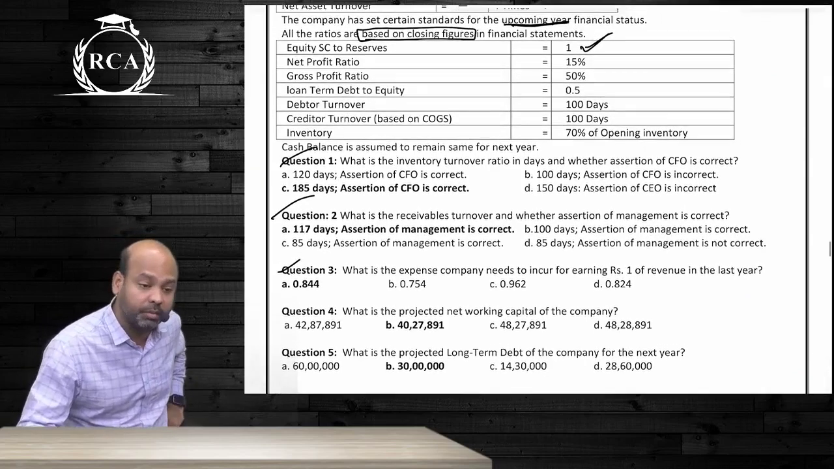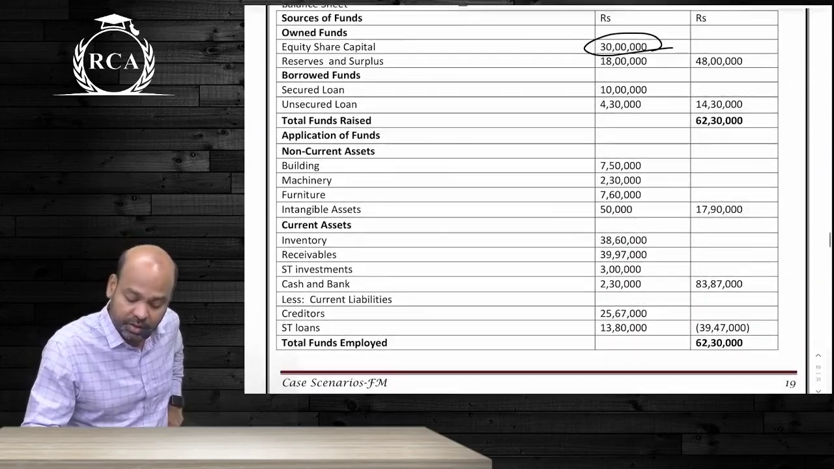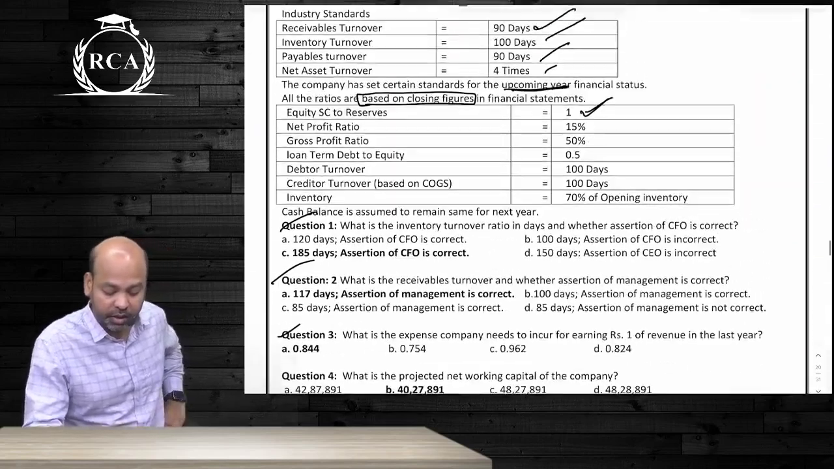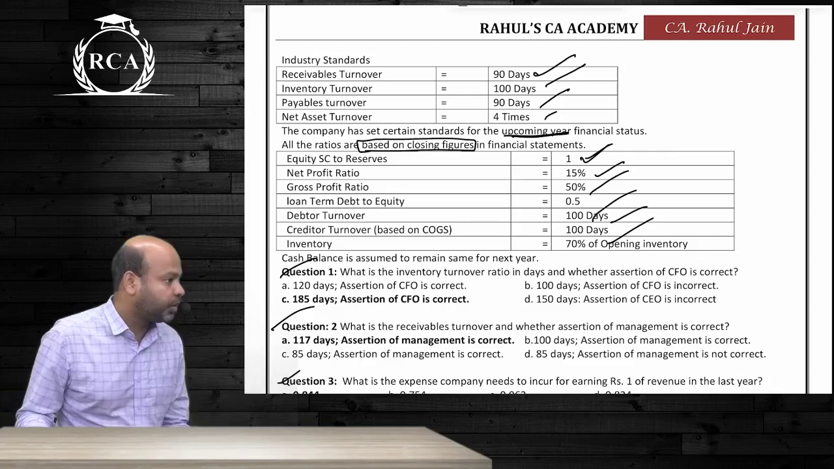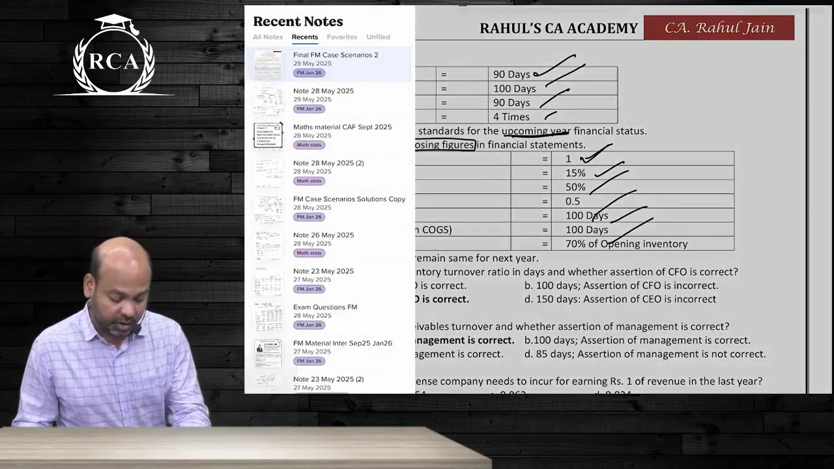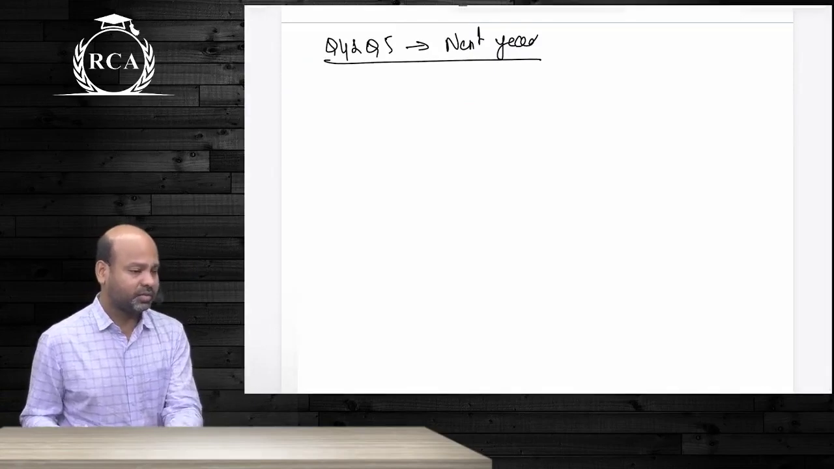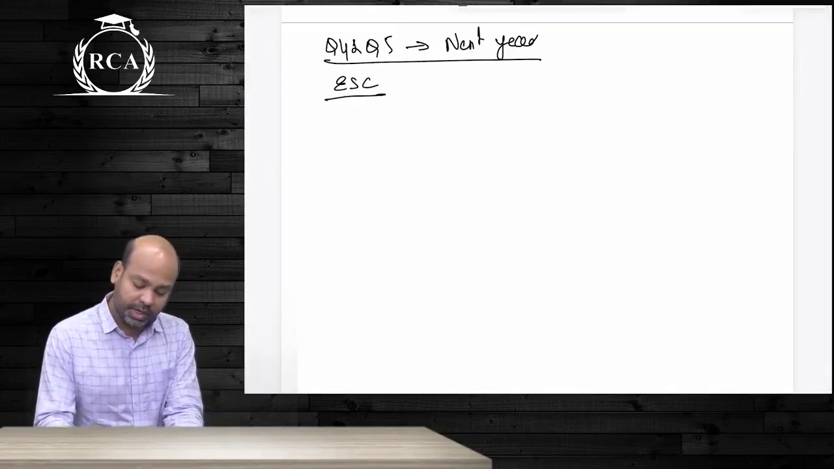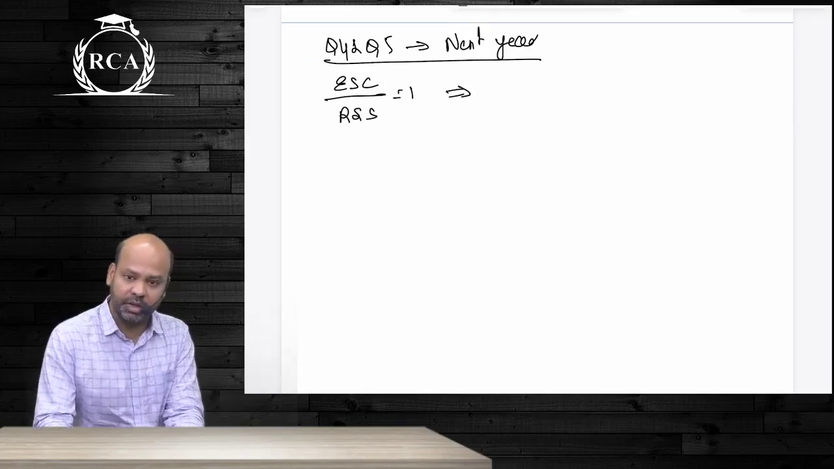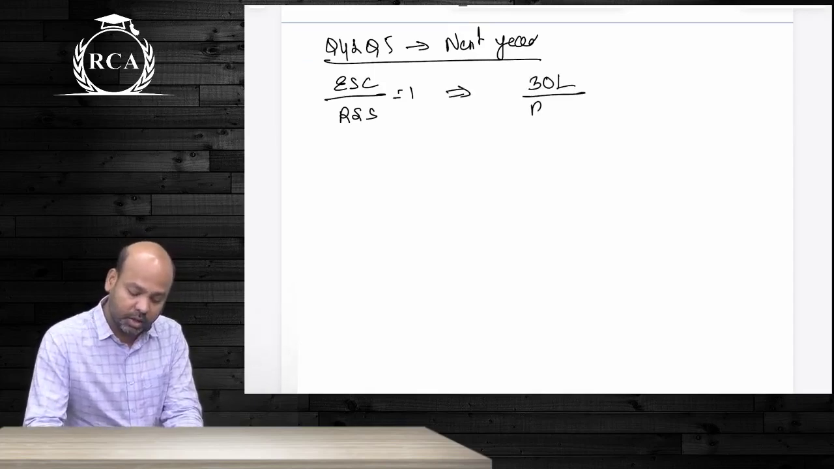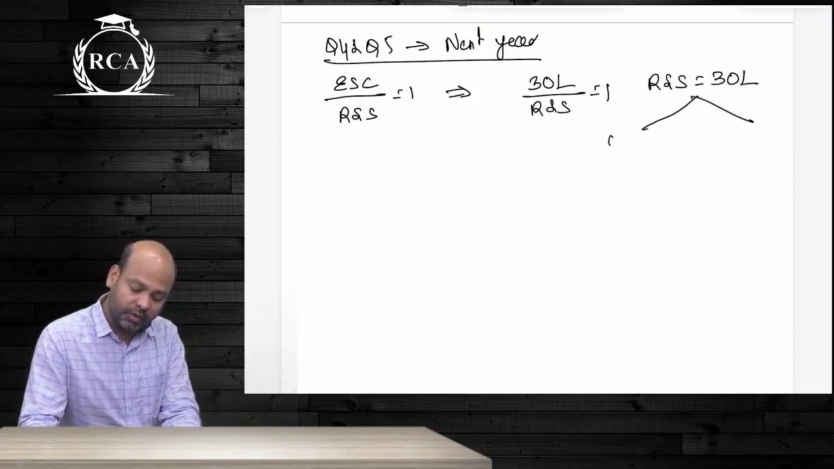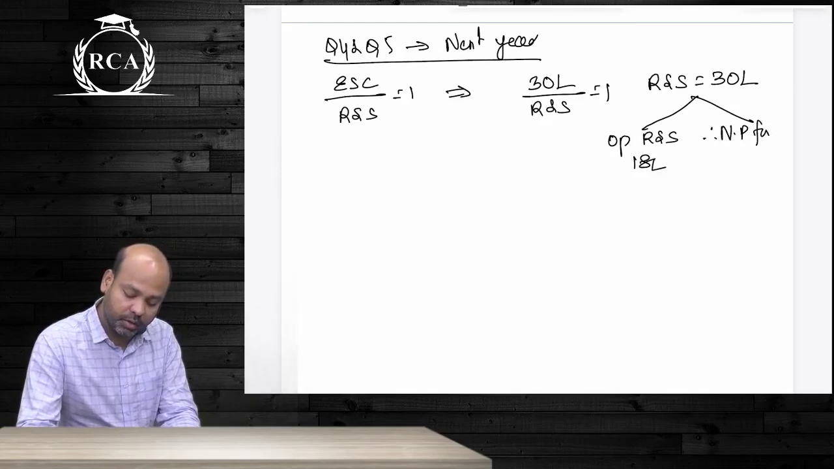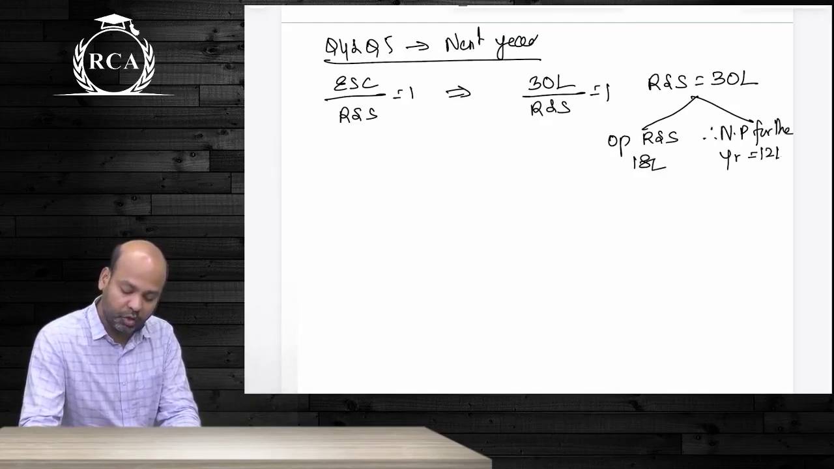So for the current year, equity share capital to reserves is 1 to 1, so reserves also will become 30 lakhs. But what were your opening reserves? 18 lakhs. That means net profit for the year is, now you start computing all the values. Do you understand what I'm saying? We know how much equity share capital to reserves is given as 1. What will I write in place of equity share capital? 30 lakhs divided by reserves and surplus is 1, so reserves and surplus is 30 lakhs. What is your opening reserves? 18 lakhs. Therefore net profit for the year is 12 lakhs, assuming no dividends are paid.